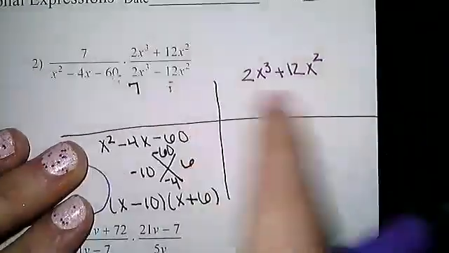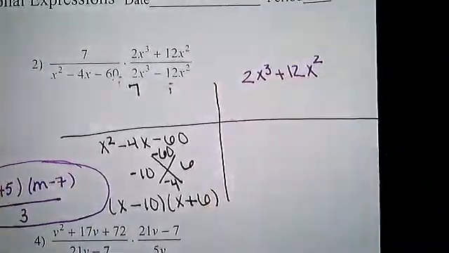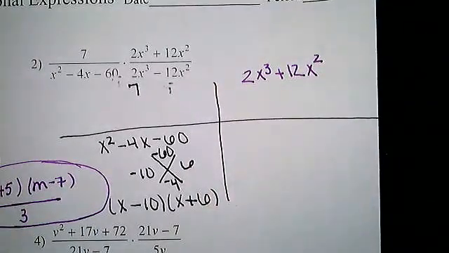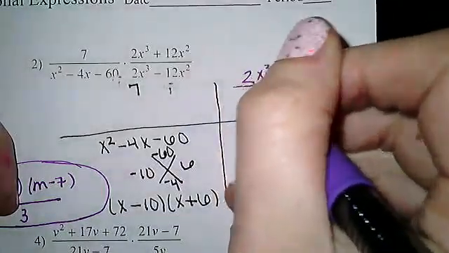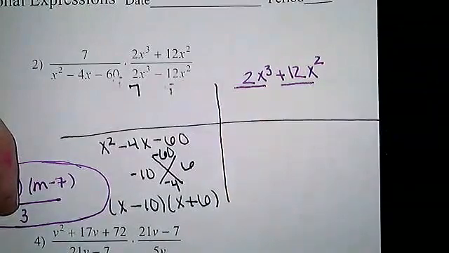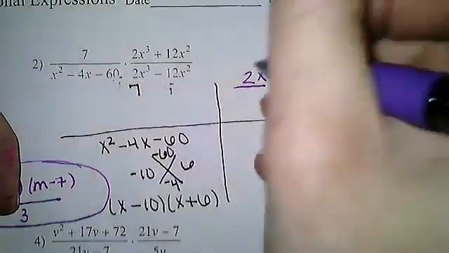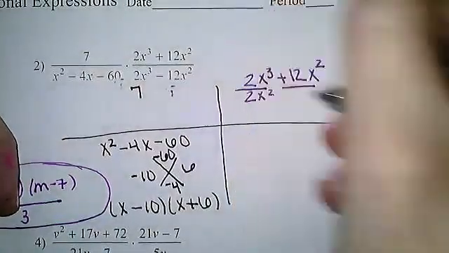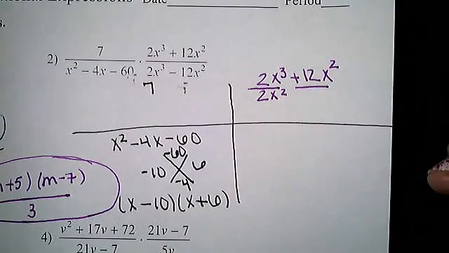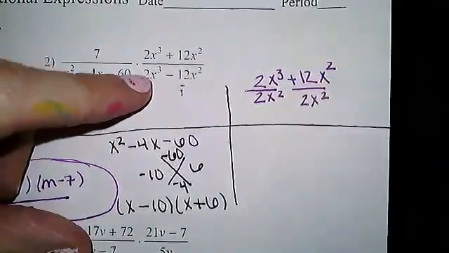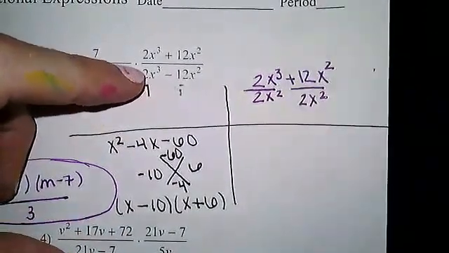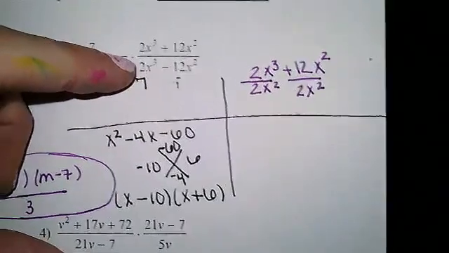Anyone have any thoughts about a greatest common factor for 2 and 12? Are 2x^3 and 12x^2. Mm-hmm. Yep. Do you guys know why it's x^2 and not x^3? Because you can only take an x^2 out of 12x^2. Yeah. So you take the smallest one, the smallest exponent.